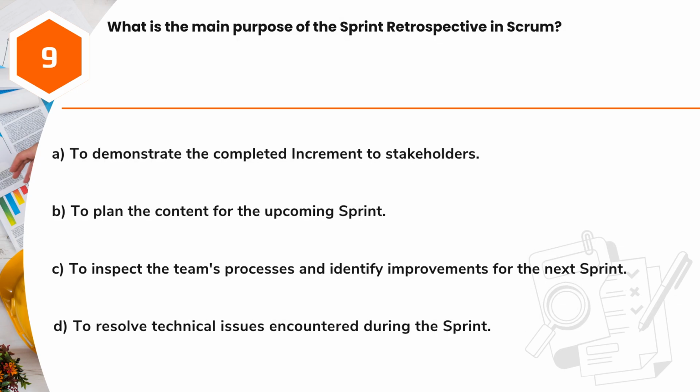Question 9. What is the main purpose of the sprint retrospective in Scrum? A. To demonstrate the completed increment to stakeholders. B. To plan the content for the upcoming sprint. C. To inspect the team's processes and identify improvements for the next sprint. D. To resolve technical issues encountered during the sprint.